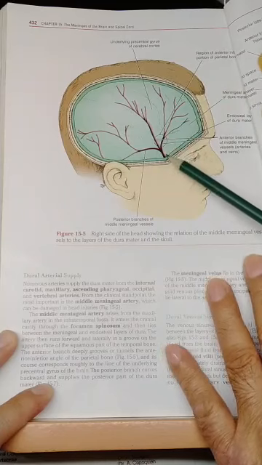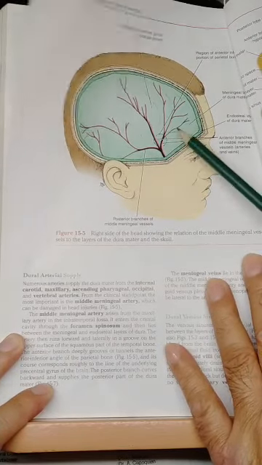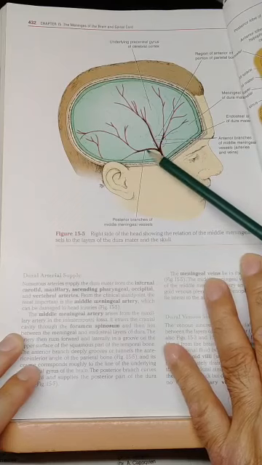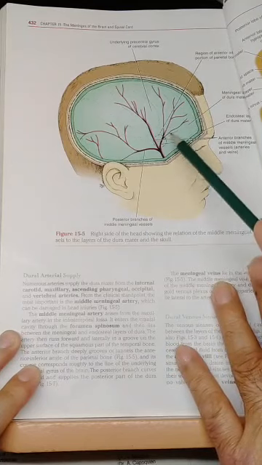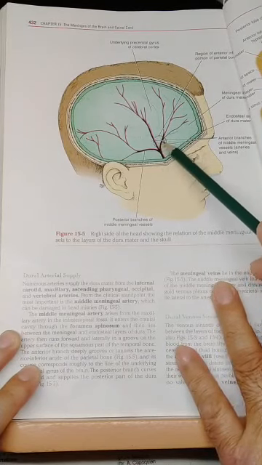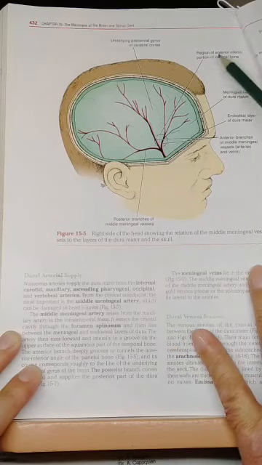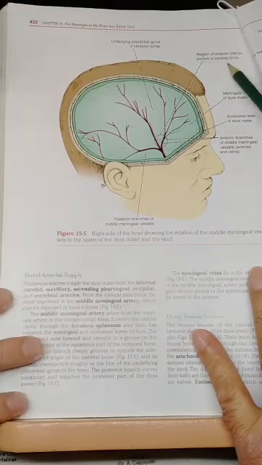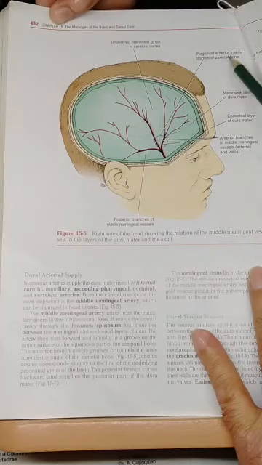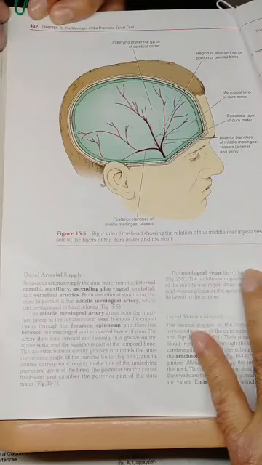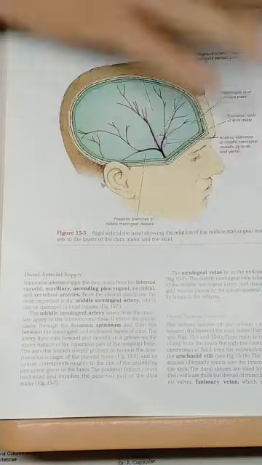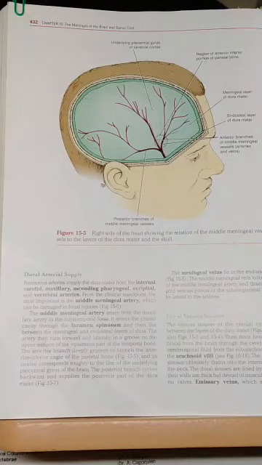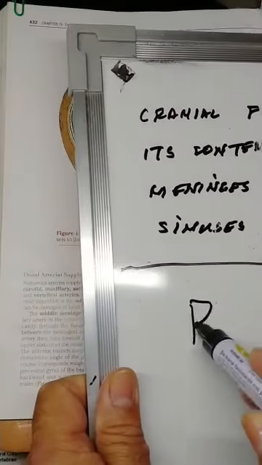After passing through, it divides into anterior branches and a posterior branch. Now, it is important for you to note this area here. This is the region of the anterior inferior portion of the parietal bone. Now you have a name for that. This is called terion. This is the spelling, terion.